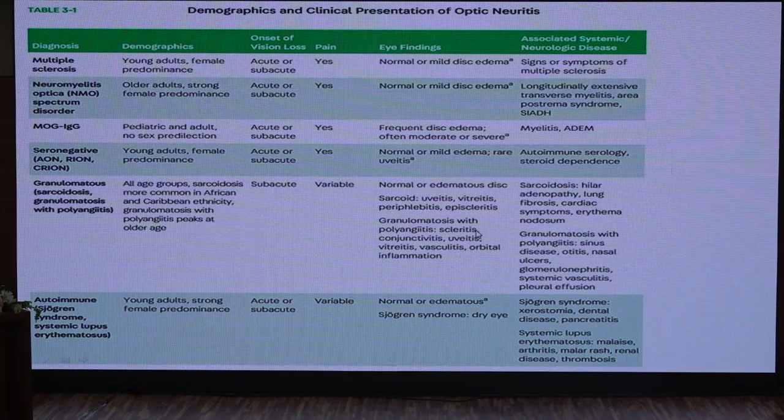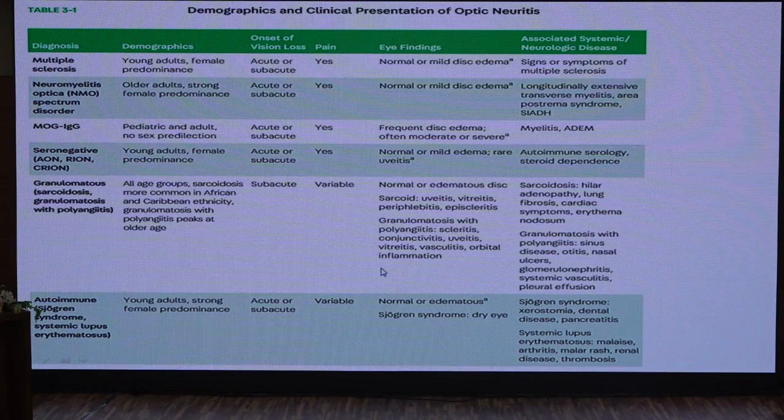Apart from this, in sarcoidosis, you can have hilar adenopathy, lung fibrosis, cardiac symptoms, and erythema nodosum. In Wegener's disease, you can have sinusitis, otitis, nasal ulcers, glomerulonephritis, vasculitis, and pleural effusion. Coming to other autoimmune causes of optic neuritis, most of these patients can present with Sjogren syndrome or SLE. So it is very important in all patients of optic neuritis, even those who are NMO positive, to rule out autoimmune disorders in them.